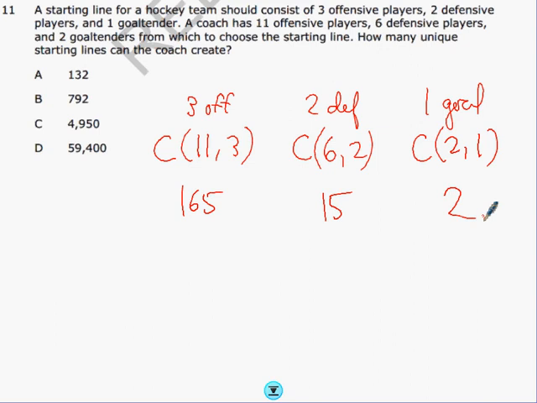So these are independent of each other. I want to convince you of that, because which offensive players you pick has no effect on which defensive players you pick. So because these are independent, it's the basic counting principle, we're going to multiply all of these. And as you'll see, that's 4,950 ways.